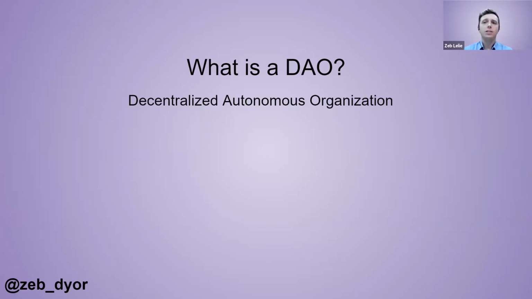So autonomous, sure, but it's still connected with the rest of the world. There are some aspects that are indeed autonomous, and we will get to that point in a moment. Organization, I think we all know what that means. It's a group of people trying to get to a certain goal. Now, let's get into this a little bit more.